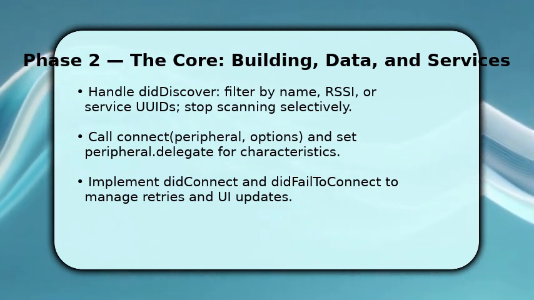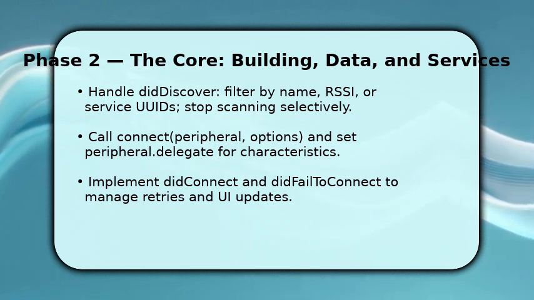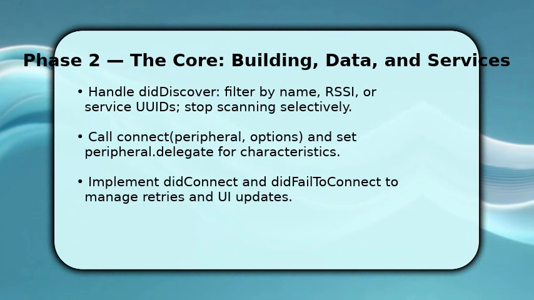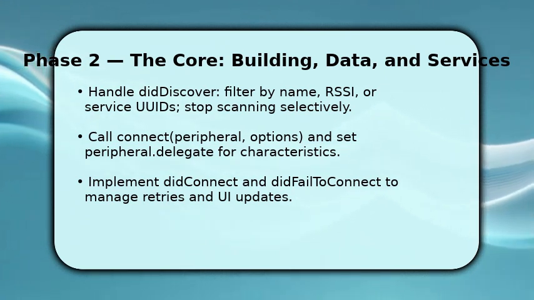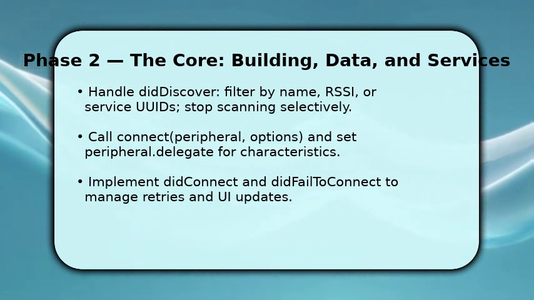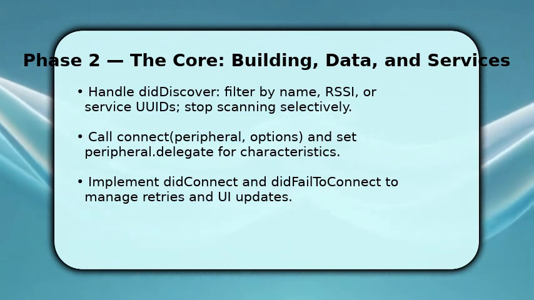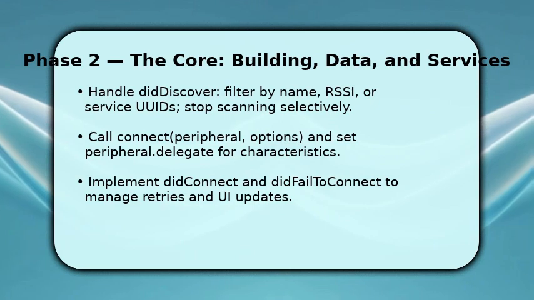Next, assign the peripheral's delegate and call centralManager.connect(peripheral, options: nil) to initiate pairing. You must implement centralManager didConnect to discover services and then characteristics, because the connection alone doesn't give access. Also implement didFailToConnect to retry or present an error. These steps handle the core connection life cycle.